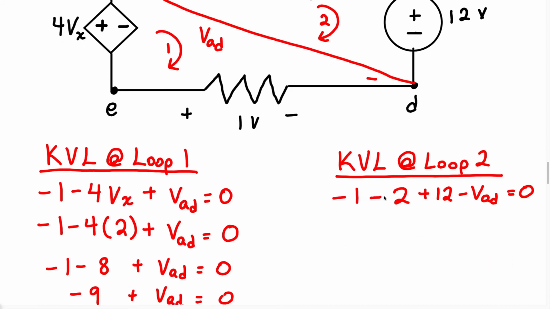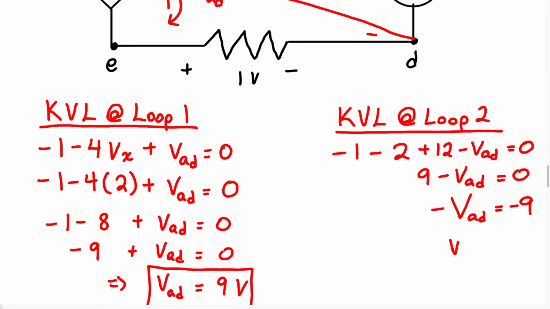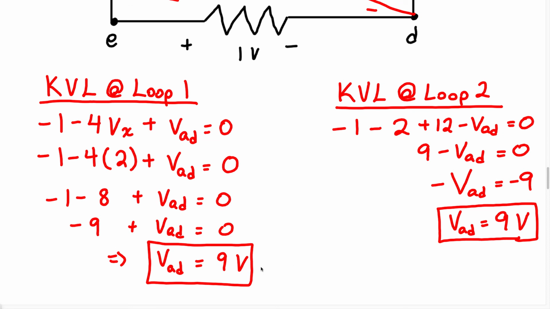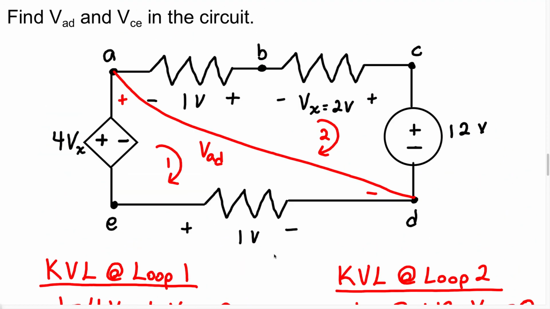Okay, so now let's start to simplify this. Minus 1 minus 2 plus 12 is going to give us 9 minus VAD equals 0. You can carry the 9 over. It's going to give us negative VAD equals negative 9. Therefore, when we solve for VAD, we're just going to get positive 9 volts, which is the same answer we got when we did KVL at loop 1. So as you can see, there are multiple ways to solve these problems most times. It's really up to you which way you want to do it. You will always be able to get the correct answer, right?